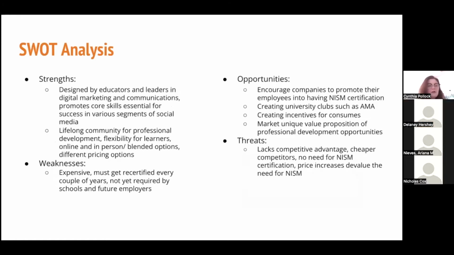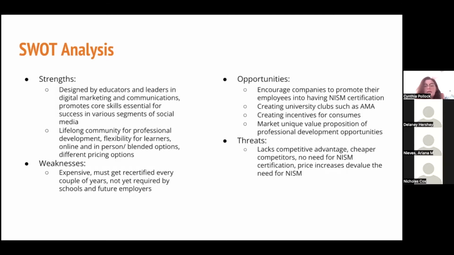So here is our SWOT analysis, starting with our strengths. NISM is designed by educators and leaders, which really helps us make sure that our digital marketing communications education promotes these core skills that you're going to need for a social media career. You are also creating a lifelong community with other professionals in the social media community, and it allows for online, in-person, and blended options.